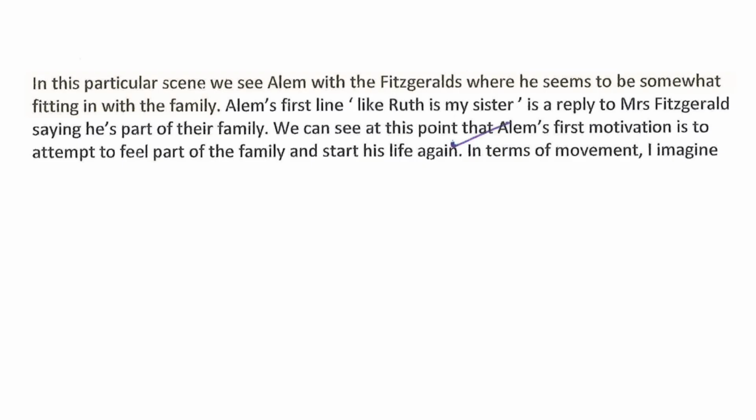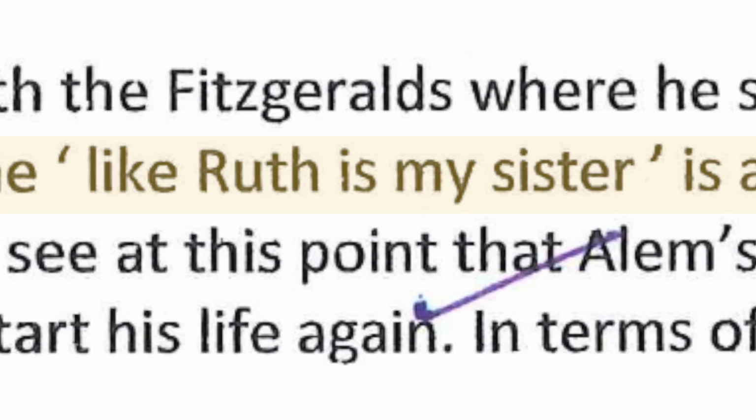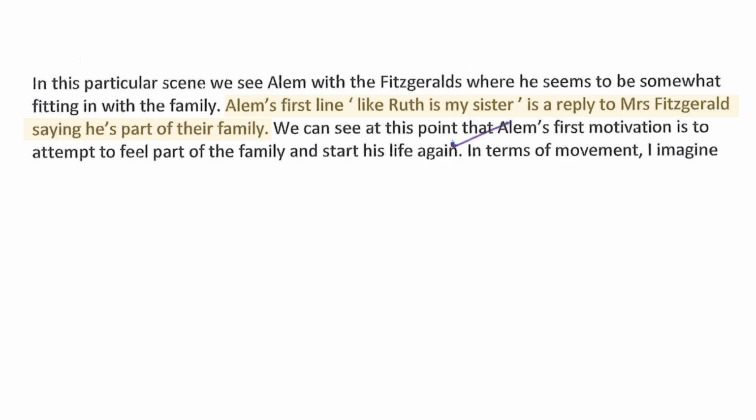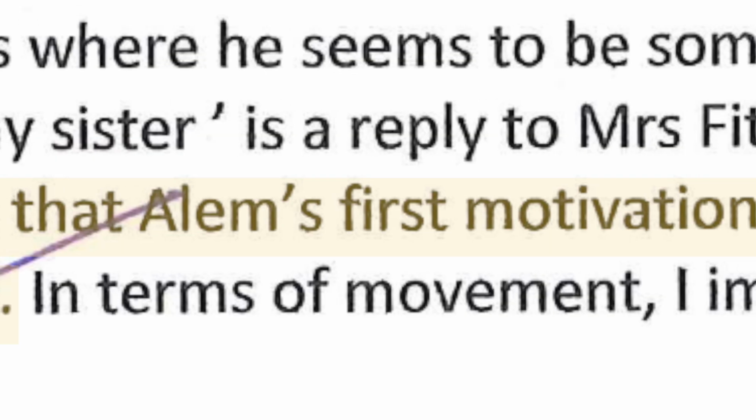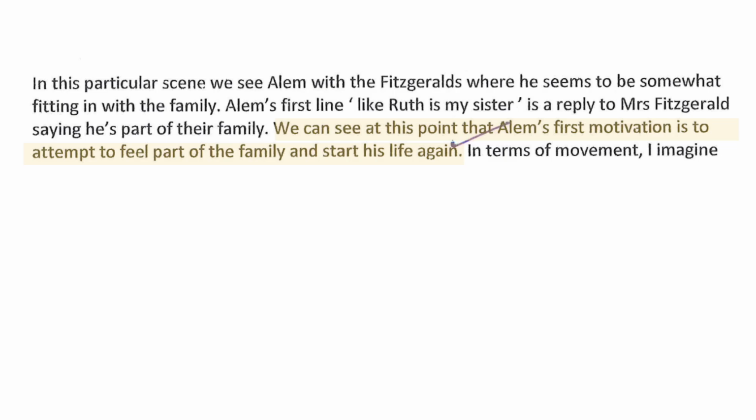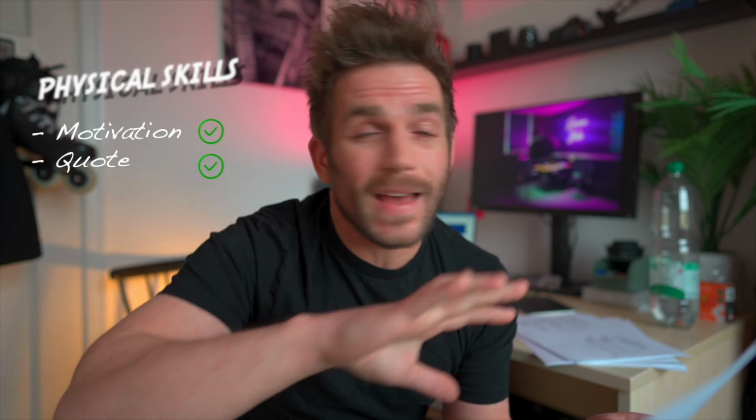So let's have a look at what this student writes. She says, "In this particular scene, we see Alem with the Fitzgeralds where he seems to be somewhat fitting in with the family." There's some context already. "Alem's first line, 'Like Ruth is my sister,' is a reply to Mr. Fitzgerald saying he's part of their family." There's a quote as a reference. "We can see at this point that Alem's first motivation is to attempt to feel part of the family and start his life again." Motivation. So already I've got context, I've got quotes, I've got motivations. That sets up everything to answer now the physical skills.